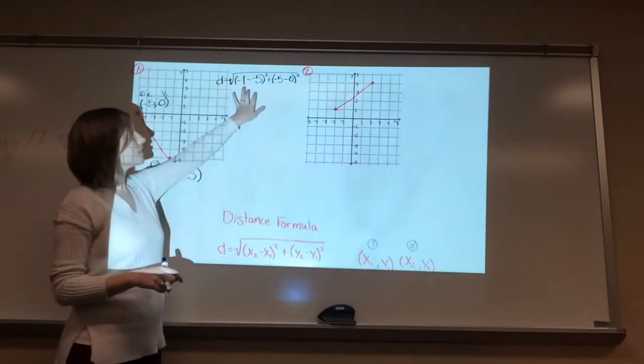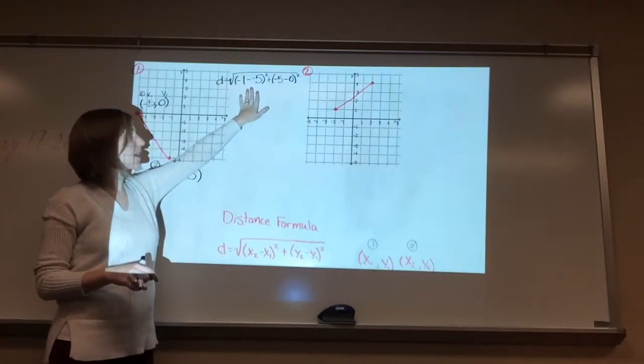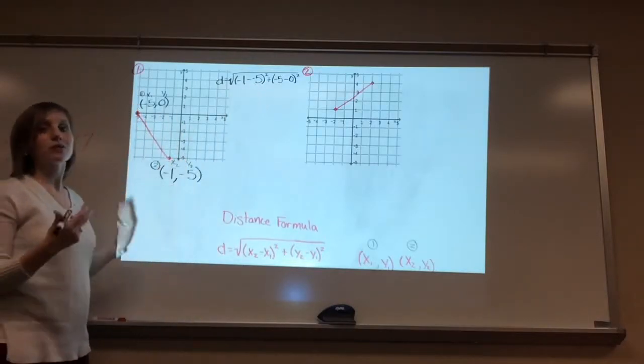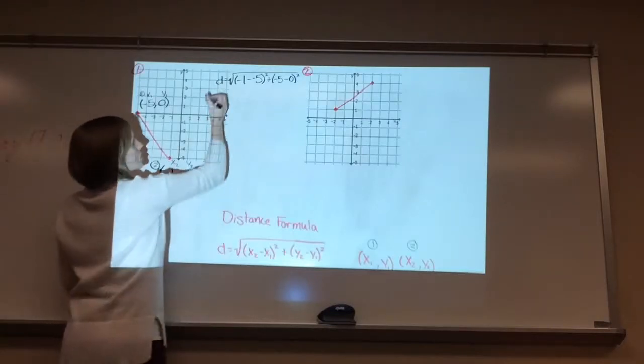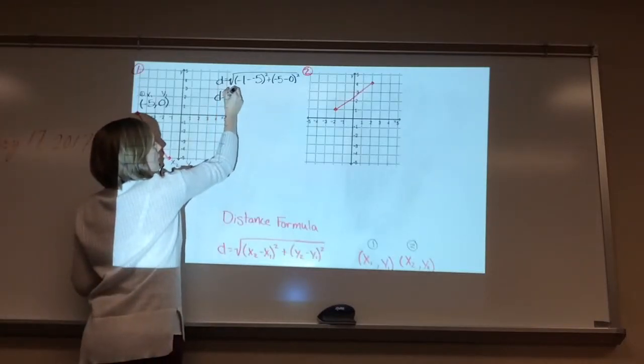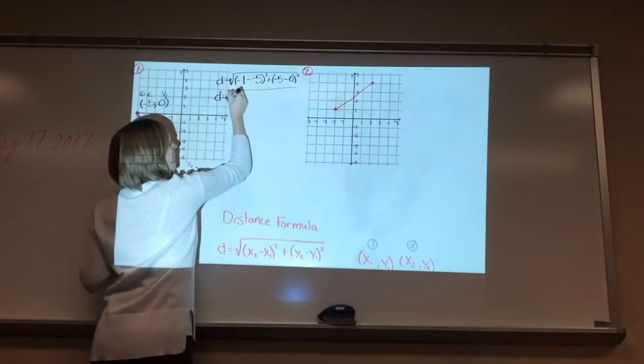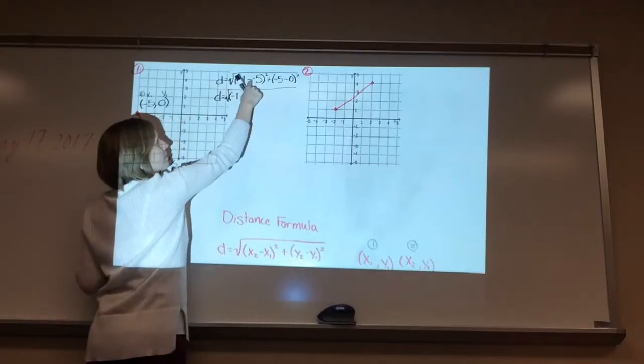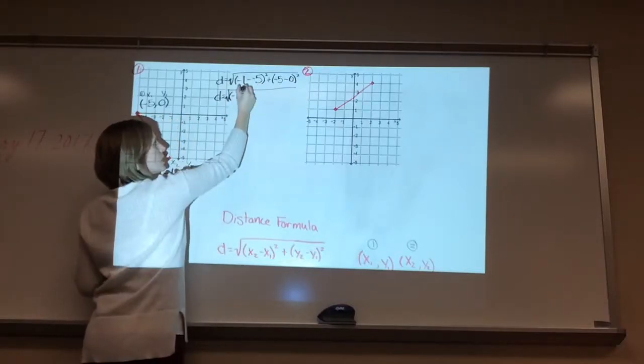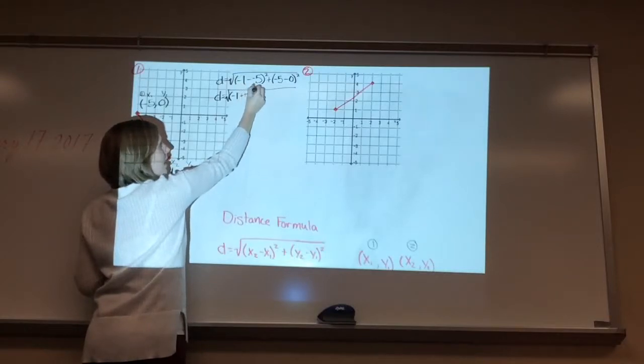Now, we have subtracting with integers. So we're subtracting a negative amount, so I'm going to go ahead and change that. I'm going to have D equals the square root of, we have -1, but instead of minus -5, I'm going to change that to plus 5.